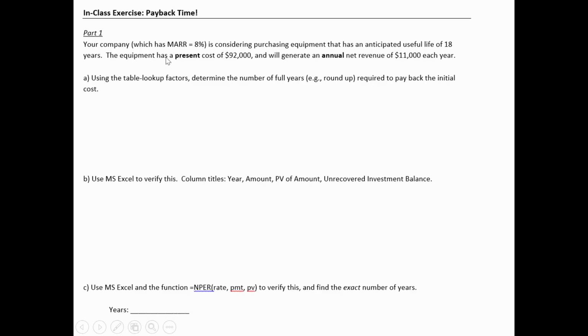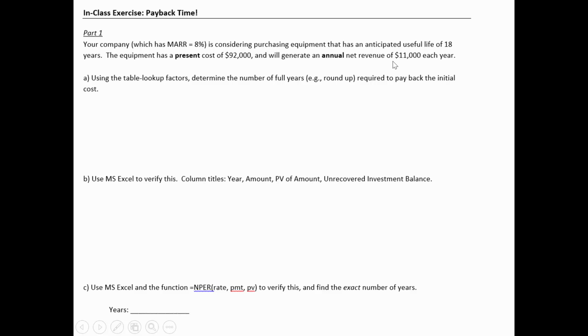Here's the setup. Our company has a MARR of 8%. So we're going to be using 8% as the interest rate for discounting revenue. Our company is going to purchase some equipment that has an anticipated useful life of 18 years, and the present cost is $92,000, and it's generating an annual net revenue of $11,000 each year.